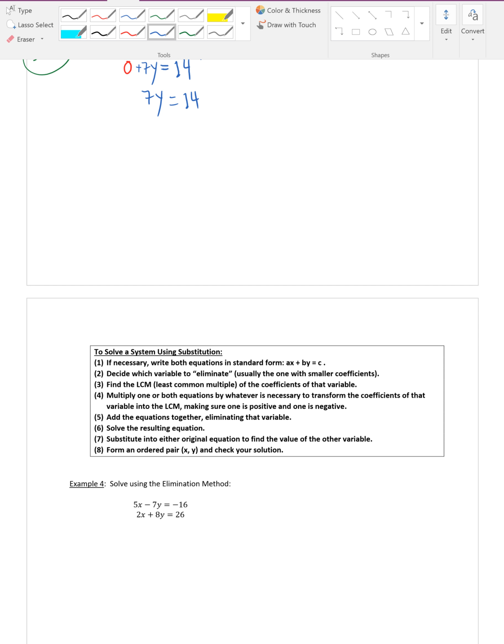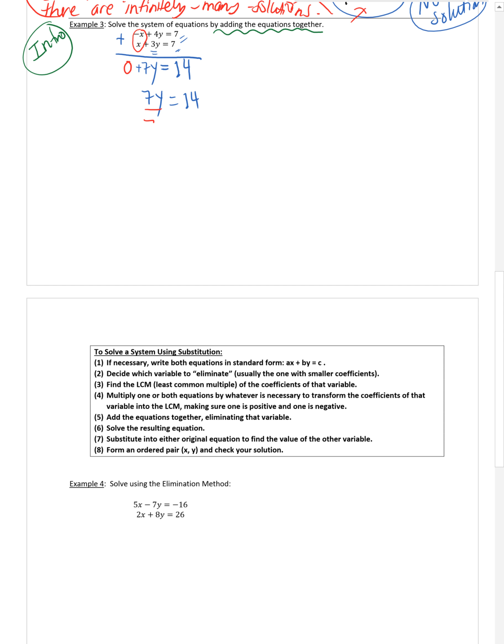And now we're able to solve for the remaining variable, now that there's only one left. I'll just go ahead and divide both sides by 7. I'll be left with y equals 14 over 7, which is 2. So we found that y equals 2, which means our ordered pair is going to be something comma 2. But I have to figure out what that something is.